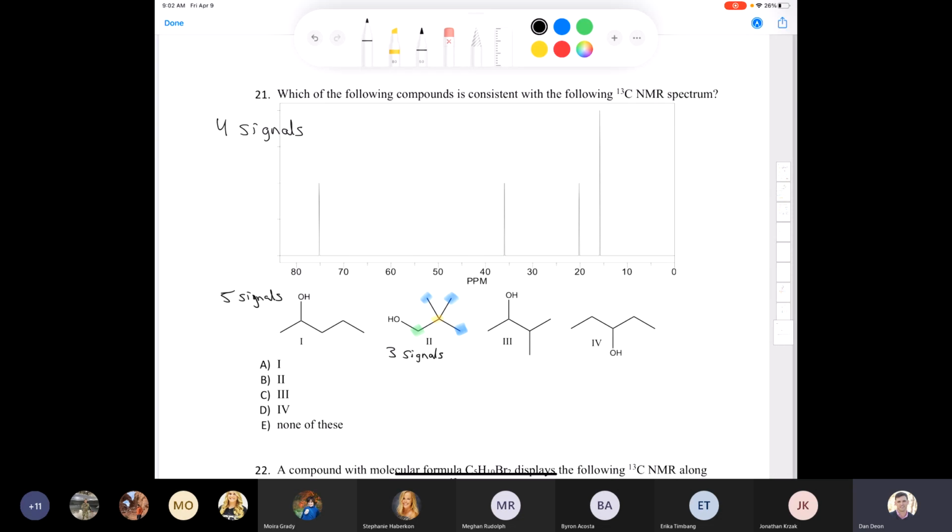But I see a bunch of students are answering number 3 now, and you can see that these two are unique. This one is unique. This one is unique. And didn't we go over this already? Yeah, so there's 4 signals for this one.